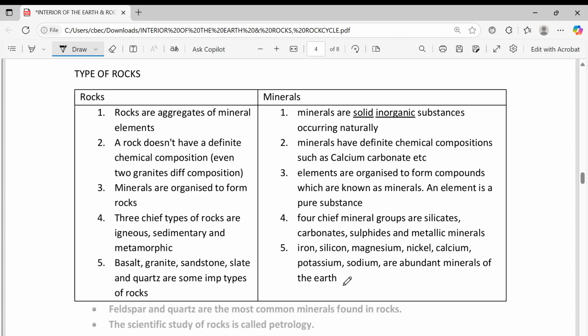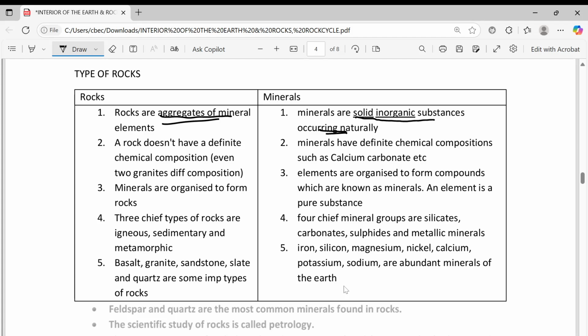We know element, single compounds. Then these elements together form a kind of compound, that is a mineral, and these minerals together form rock. So rock is the aggregate of minerals, a group of minerals. Aggregate means group. Whereas minerals are solid inorganic substances occurring naturally.